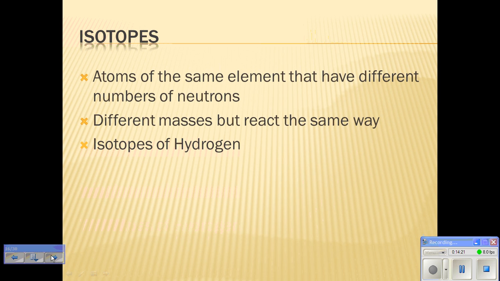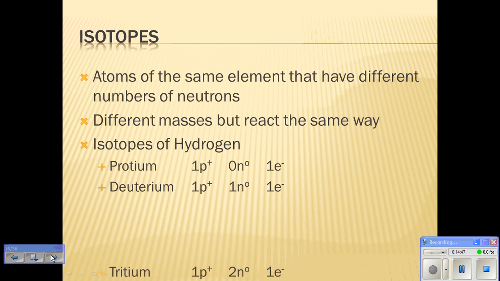Hydrogen has 3 common isotopes. Protium, or what's called hydrogen-1, because the mass of protium is 1. There's 1 proton and there are no neutrons, so its mass number is simply 1. Then there's deuterium. It has 1 proton and 1 neutron, so its mass number is 2. And then there's tritium. 1 proton, because it's hydrogen, it's always going to have 1 proton, but then there are 2 neutrons, so it has a mass of 3.